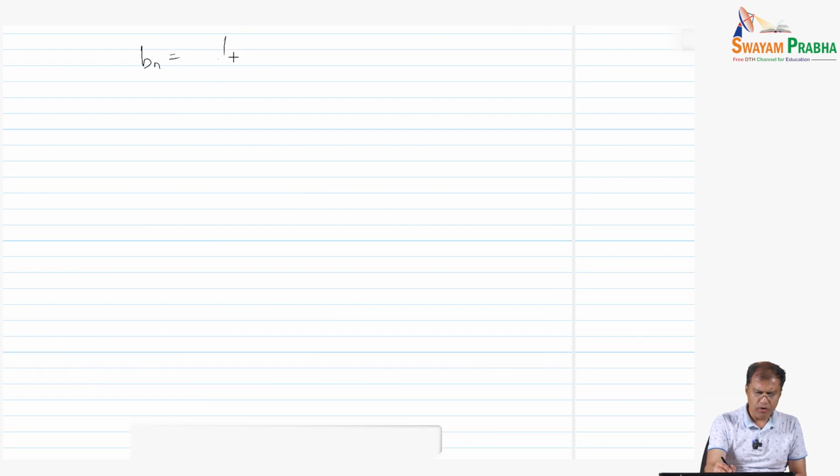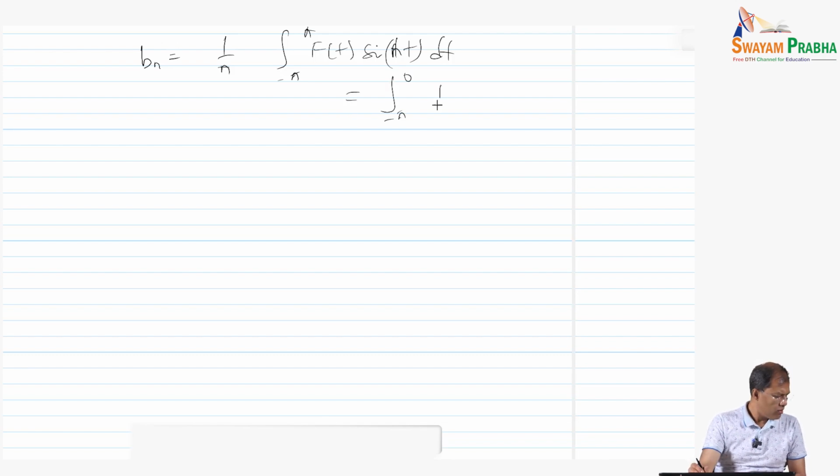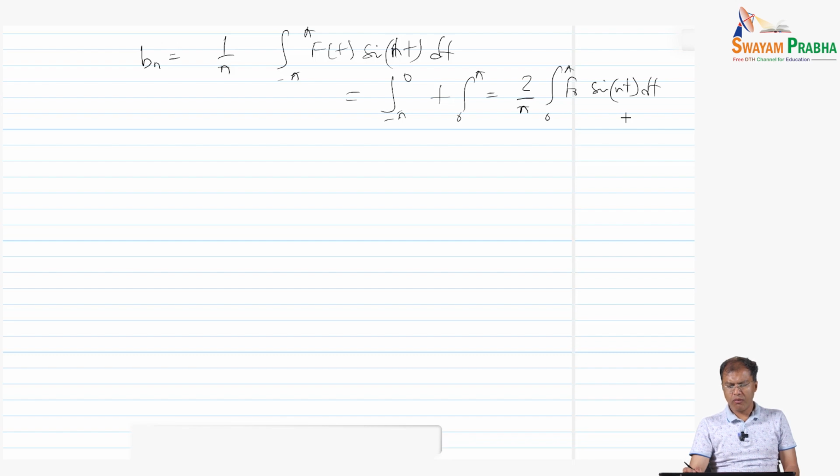My bn is 1 over pi times the integral from minus pi to pi of f of t sine of nt dt, right? And this is equal to the integral from minus pi to 0 plus 0 to pi, and we integrate, we see that this is 2 over pi times the integral from 0 to pi of f naught sine of nt dt. So what have we got here? We see that the two integrals are equal and opposite, so hence we have reduced the integral into a single integral and put a factor 2.